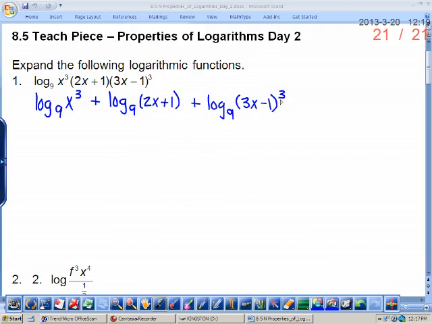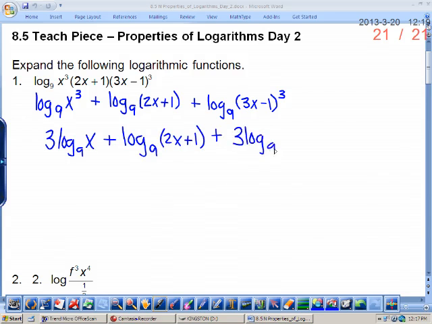What do we have to do from there? Yeah, use our power property to move those exponents. So this would be 3 log base 9 of x plus log base 9 of 2x plus 1 plus 3 log base 9 of 3x minus 1. Can any of those be simplified any further? Nope, so we're done.